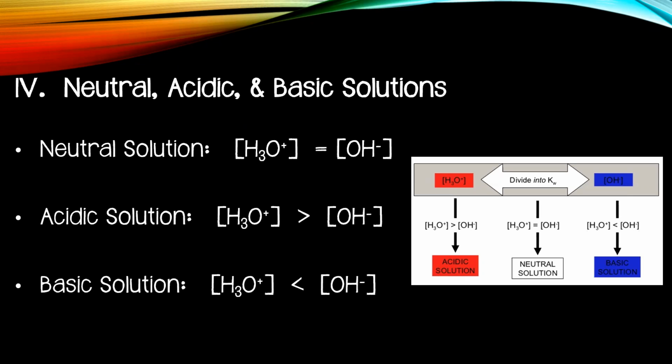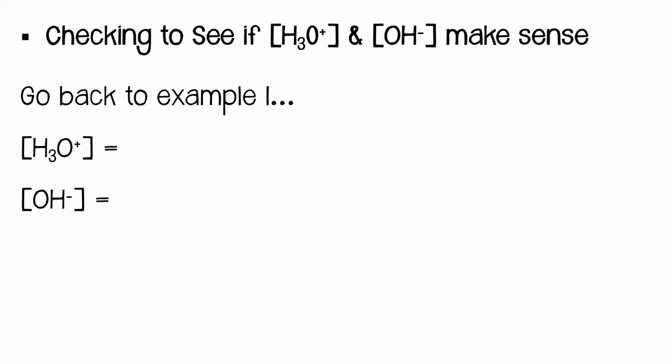So now we're just going to go back to our previous examples and verify. So you're just double checking. You do need to know how to do this. Okay, so going back to example 1, we said that our hydronium ion concentration was 1 times 10 to the negative 4, and hydroxide was 1 times 10 to the negative 10.